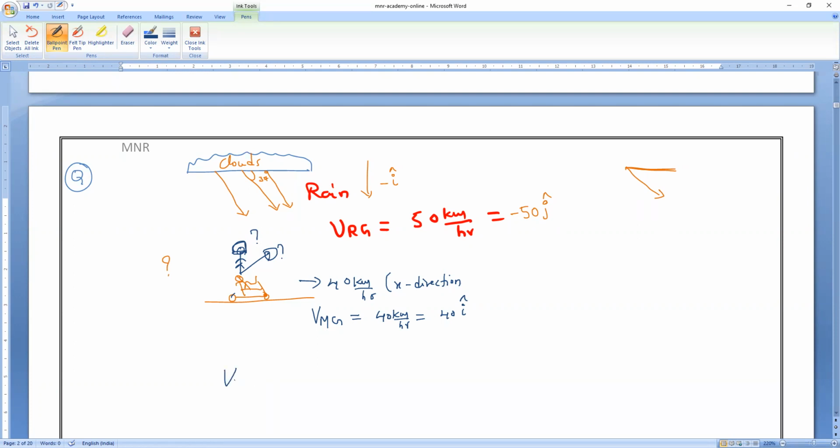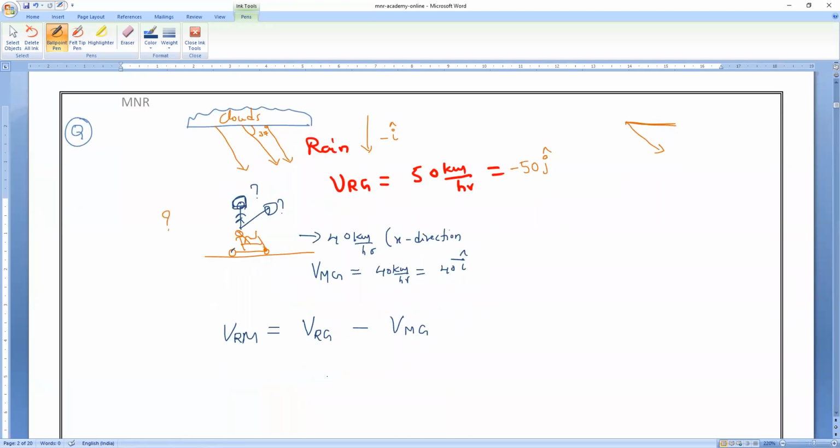All of you? Well, the speed of the rain, and that is what we can say is the resultant speed of the rain with respect to man, which is equal to what we have to do? Everybody, please, what do we have to do? Speed of rain with respect to ground minus speed of man with respect to ground. Now, can you tell me the speed of rain with respect to ground? How much is it?